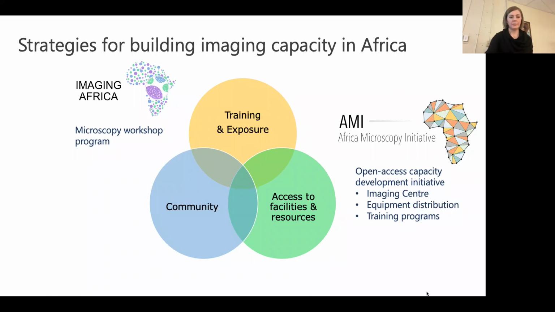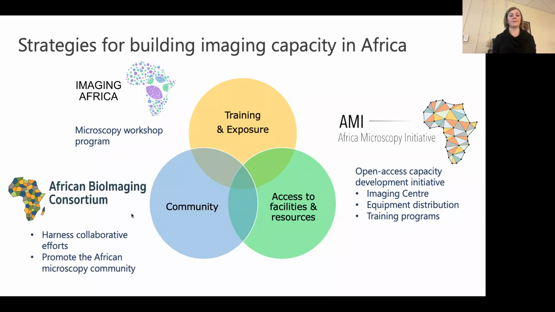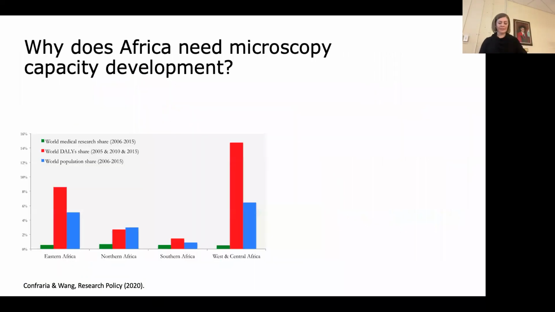And in the middle, I'm going to tell you about the African Bioimaging Consortium, which is a community network that I'm involved in. Before we jump into that, it is worth stopping for a moment and asking the question: this is all fine and well, but if the challenges are so complicated, is it actually worth putting in all of this effort to develop microscopy capacity in Africa?